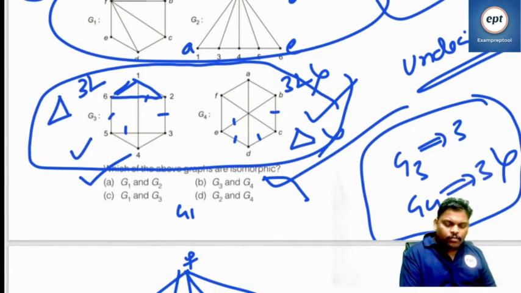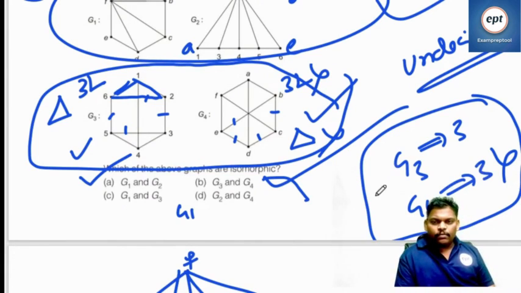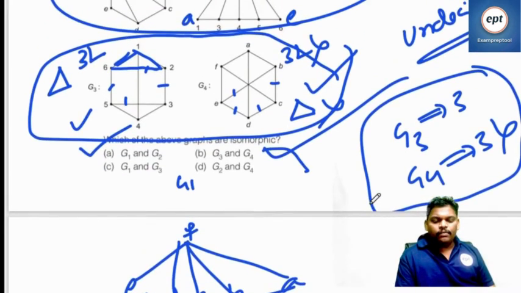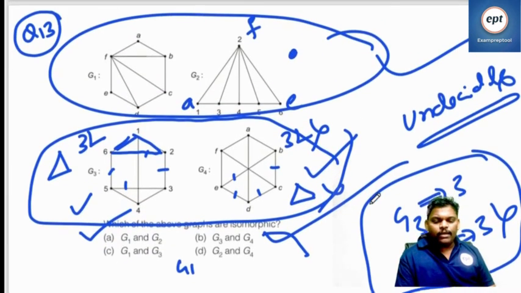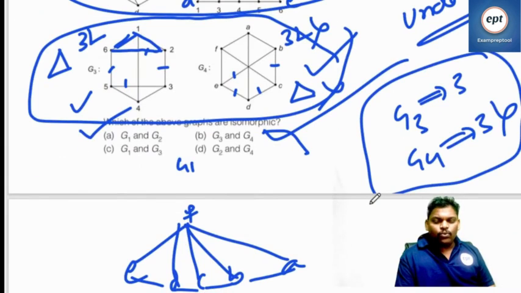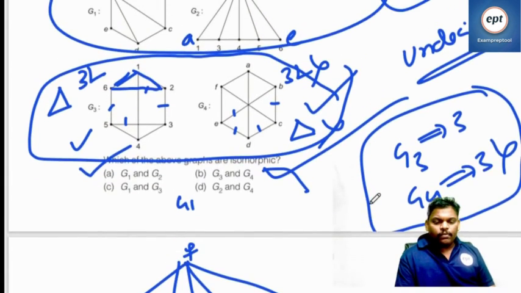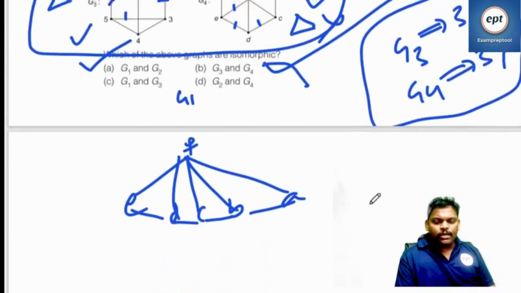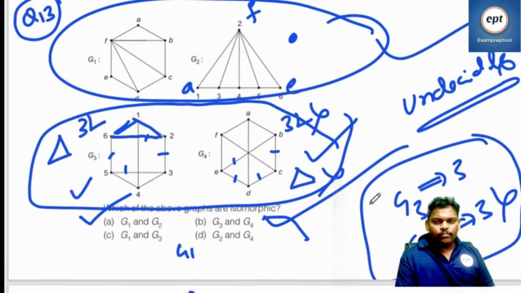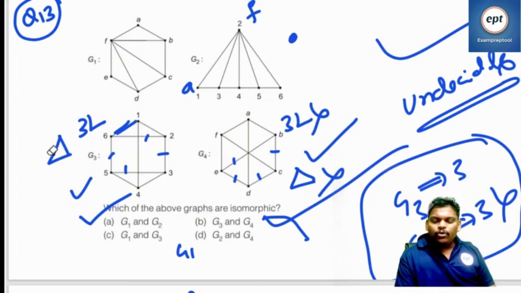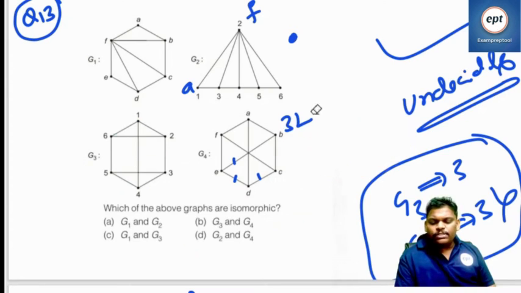It is the same diagram. Am I right? Make F as the root, same diagram. If you are unable to find out, it's not our problem. That is the meaning of isomorphism. You may not be able to do that. That is the reason it is an undecidable problem.